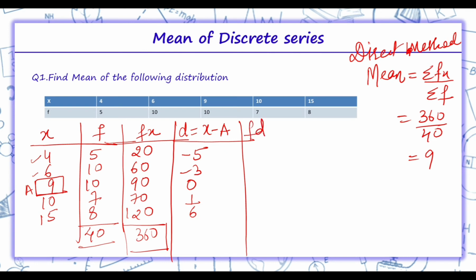Then we will find fd. So f into d: 5 into minus 5 is minus 25, then minus 30, 0, 7 into 1 is 7, 8 into 6 is 48. So over here what we will do, we will add these values. So 48 plus 7, we are getting 55. Similarly over here we are getting 55.